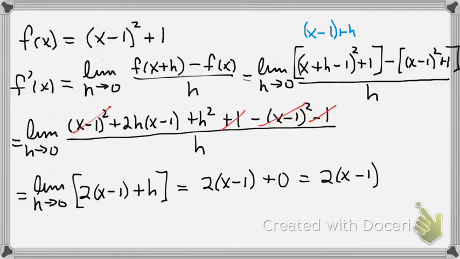All right? So let me just summarize what we did. f of x was (x minus 1) squared plus 1. What is its derivative? f prime of x is 2 times (x minus 1). What kind of graph is f? It's a parabola, right? Isn't f prime also a graph? What is f prime? A line. All right.